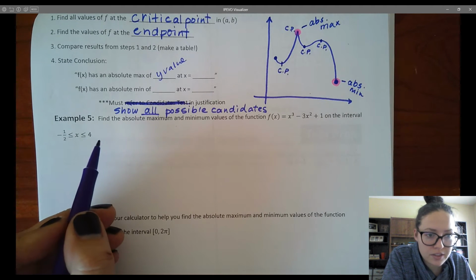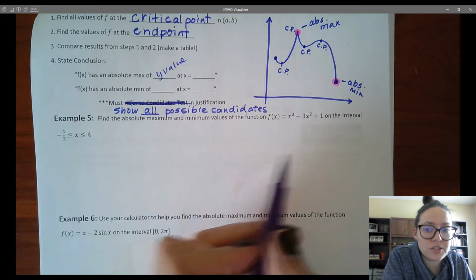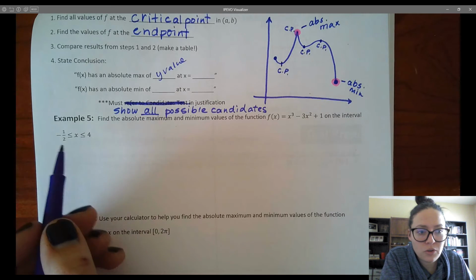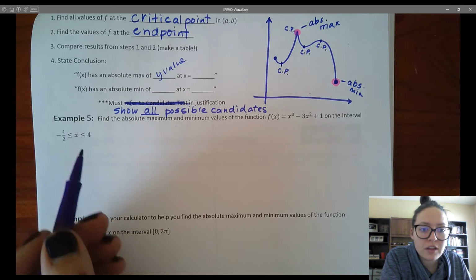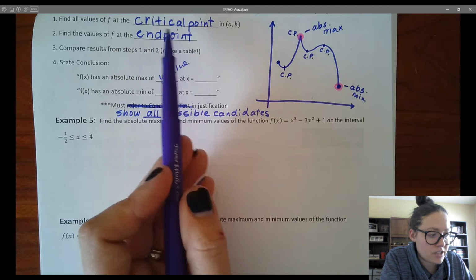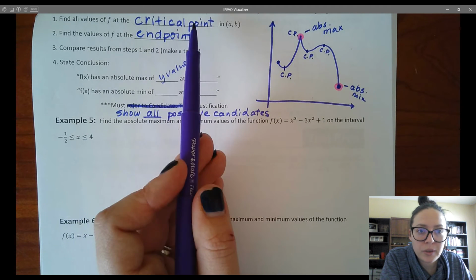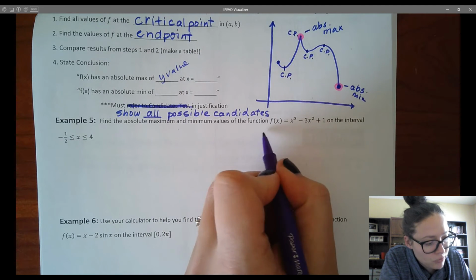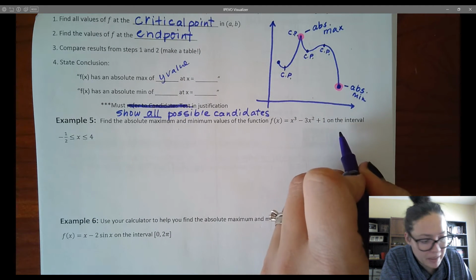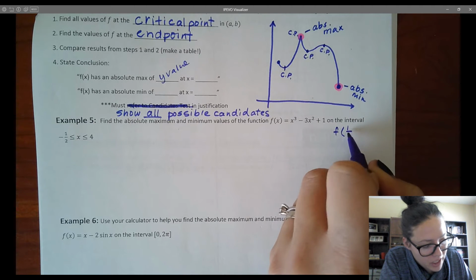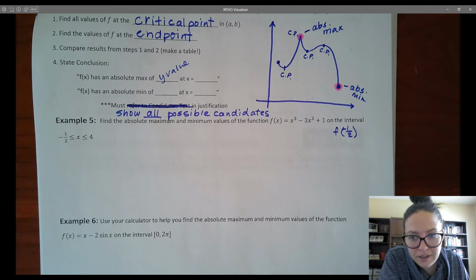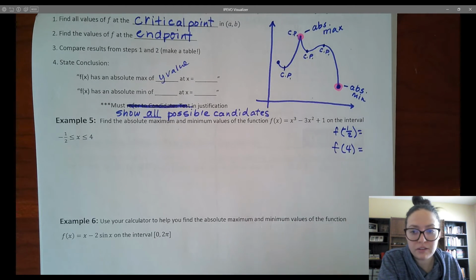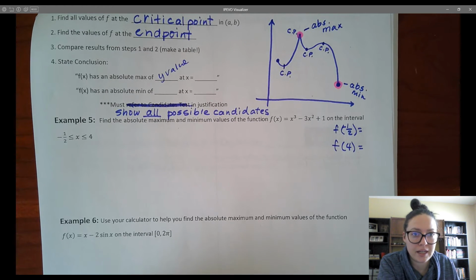Okay, so we know this is a continuous function because it is a cubic function and we are on a closed interval. So what do I need to do? I need to, first of all, find all the critical points, and I need to check the endpoints. So I know for sure I'm going to put my candidates over here. I'm going to have to check f of -1/2, and I'm going to have to check f of 4. Okay, so I know for sure I'm going to have to check those. But let's see if we have any other candidates in this interval.